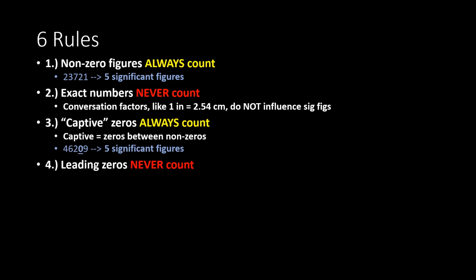The fourth rule is that leading zeros never count. So if we look at a number like 0.023, the first two zeros do not count. So we have 2 sig figs.